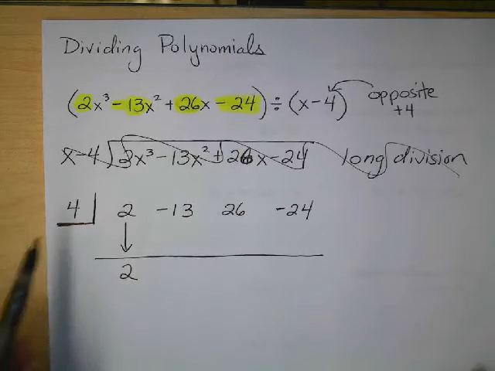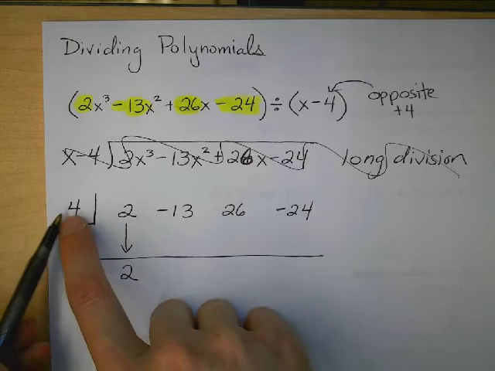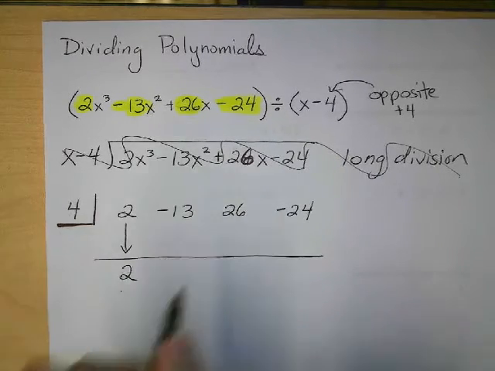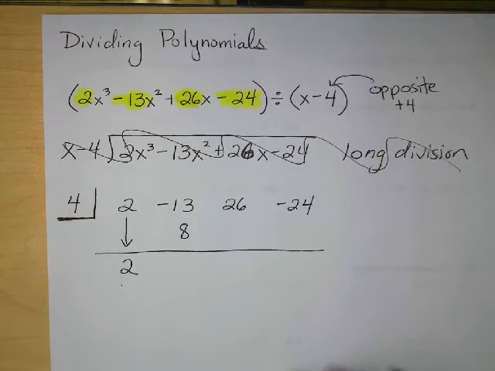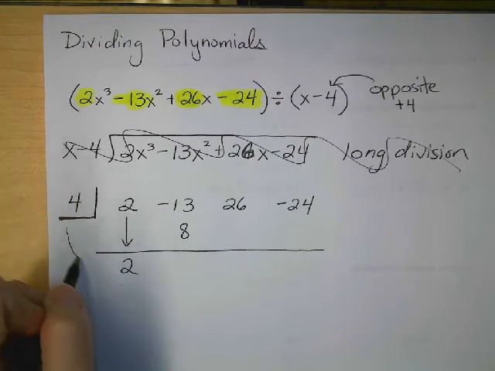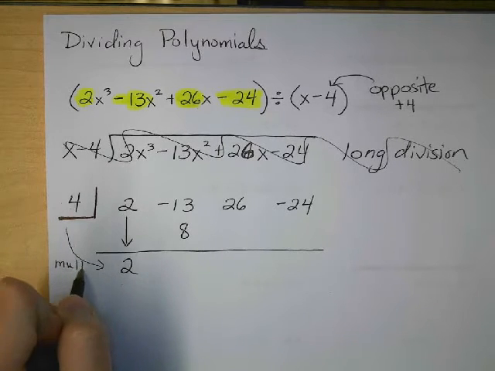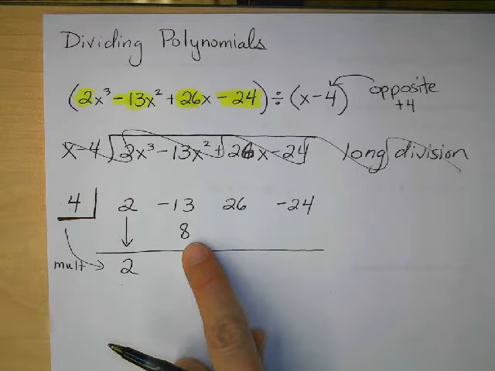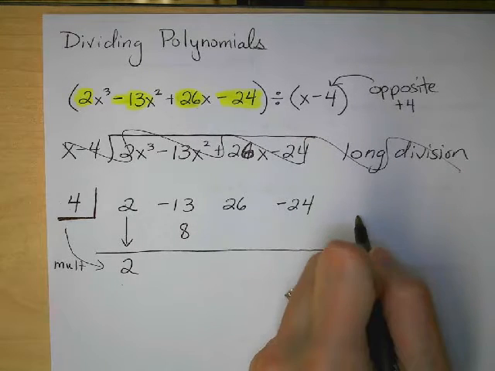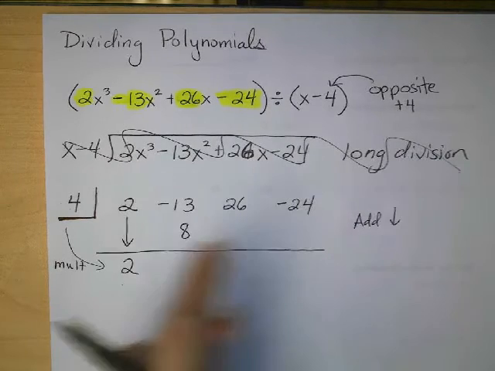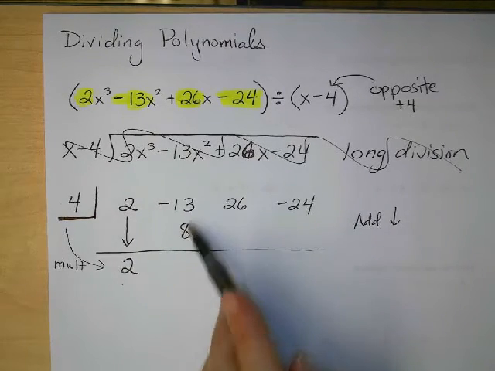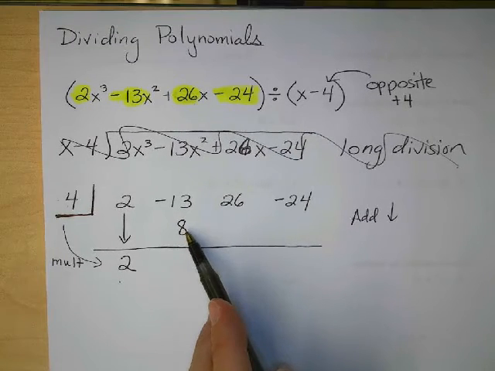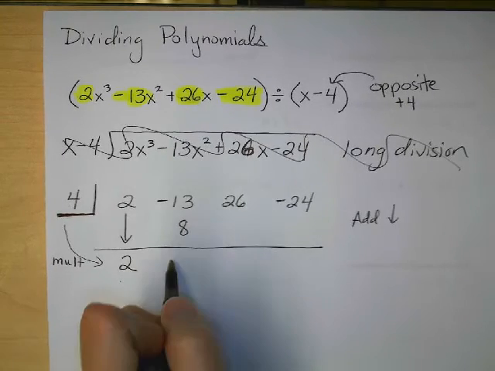Then you multiply the number that's in the little box in the front. You do 4 times 2, and put that under the next number. So it's this times this. You multiply those, and then put that under the next column. And then up and down, you just add these here. So now you take negative 13 plus 8. You know what that would be? Yep, negative 5.